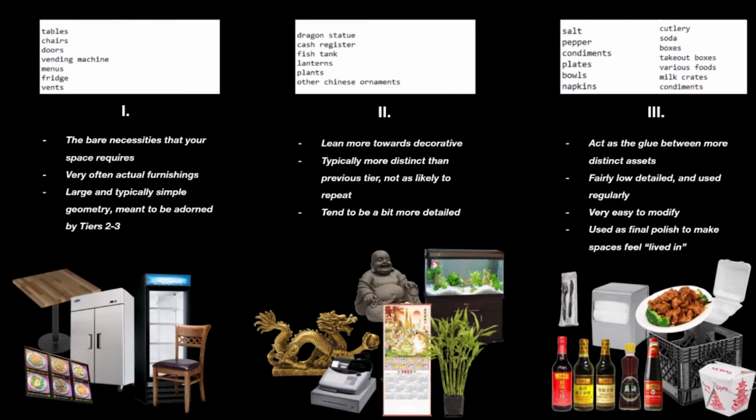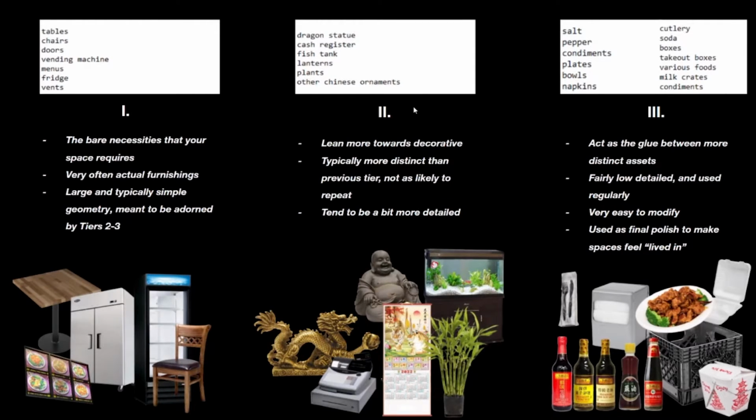Typically, they tend to be very large and not as detailed because of how big they are. And the reason that they're so simple typically is because they're going to be decorated by the tier 2 and the tier 3 assets. So just by splitting them up into a list like this, you already have your very base elements that you can start with. And afterwards, once you have your base elements, it's much easier to decide, okay, what are some things that will decorate this space to accompany these assets here?